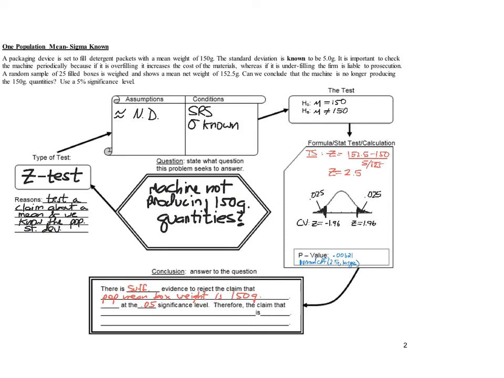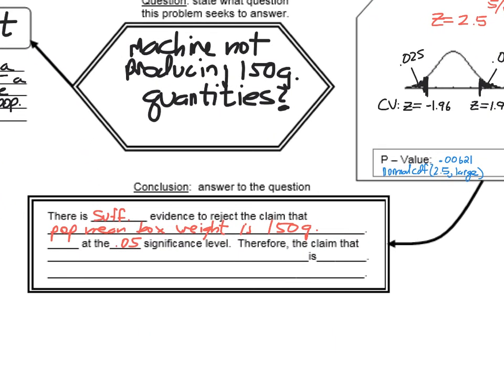So can we conclude the machine is no longer producing the 150 gram quantities? Oversimplifying, we could say the machine is not producing the right amount, however you want to do it. But the answer would be yes. So therefore, the claim that the machine is not producing 150 gram quantities is going to be true.